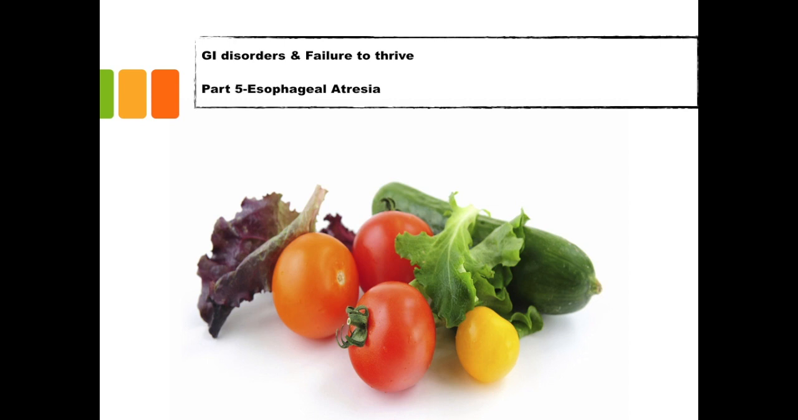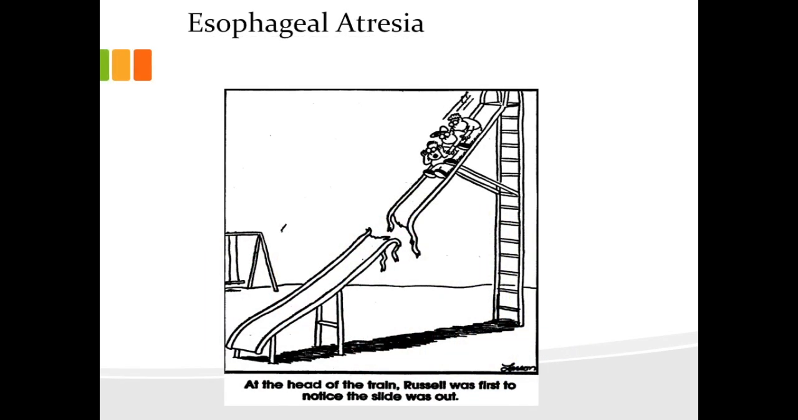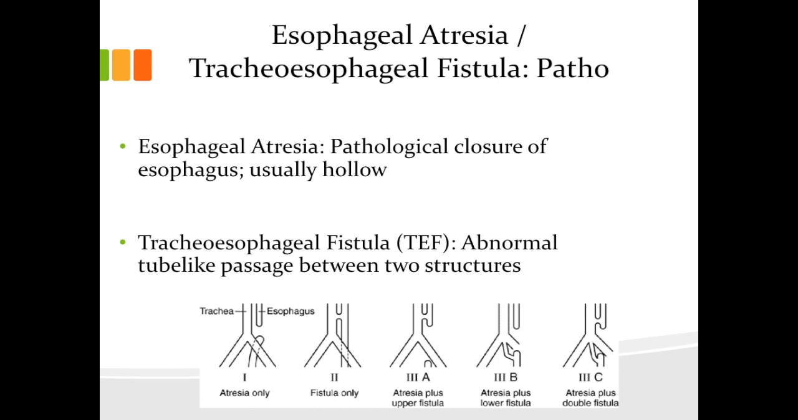Part 5 of GI disorders is about esophageal atresia. And as you know, atresia means undeveloped. So take a minute and look at this cartoon, because this is what esophageal atresia looks like. The atresia is a pathological closure of the esophagus, and it's usually hollow. So instead of it going from the epiglottis all the way down into the stomach, it's a blind pouch.